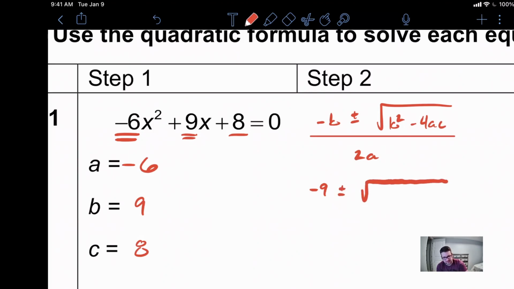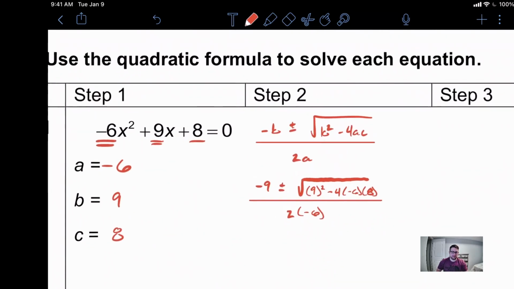So that is b squared. Just like yesterday, we're going to want to use parentheses. So 9 squared minus 4 times a, which is negative 6, times c, which is 8. And then all of this gets divided by 2 times negative 6. Now, I like to believe that step 1 is just labeling down A, B, and C. And that step 2 really is writing out the formula super accurately so that we can start to evaluate it. And that's what we're going to do in step 3.